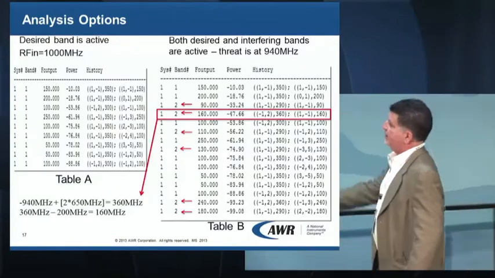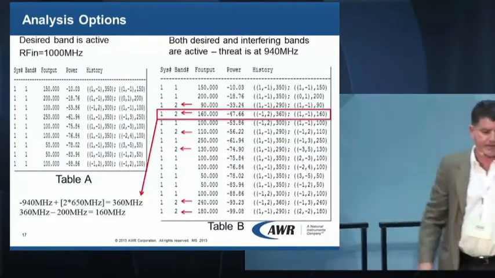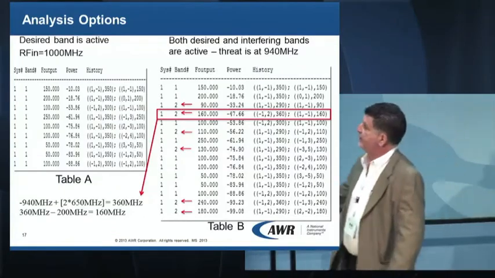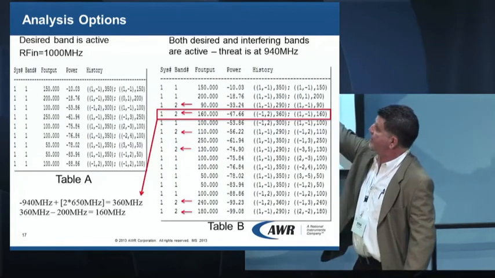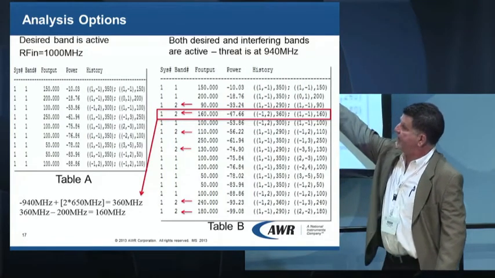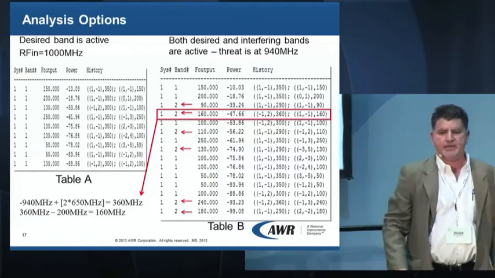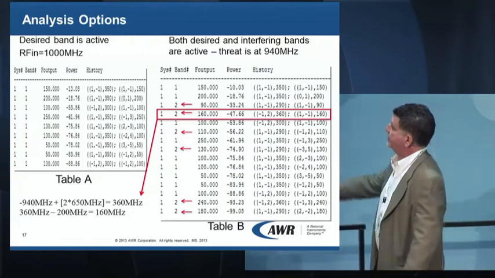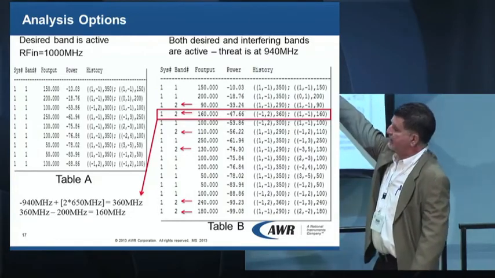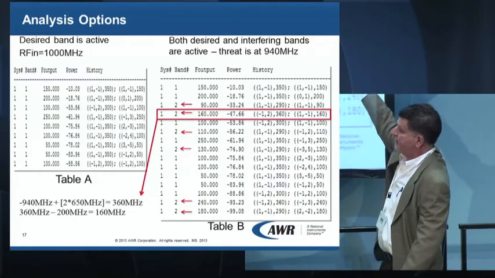So here, that's the table format of the spectrum plot that we saw. I see a system 1, band 2. So every time you see band 2, that's the threat band. And then I can look at the origin of this 160 megahertz signal. How is that 160 megahertz signal generated?